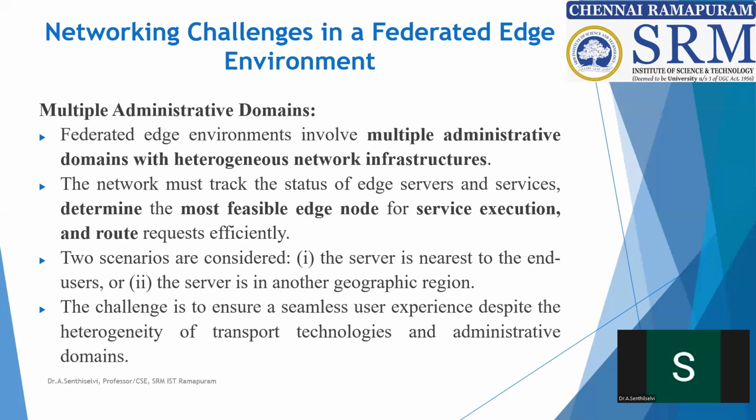The next challenge is multiple administrative domains. The federated edge environment involves multiple administrative domains, which contain heterogeneous network infrastructure. The network must track the status of the edge servers and services. Among so many servers, it finds the feasible edge node for service execution and routing. Here two kinds of scenarios were discussed. One, whenever the user needs any service, there is a server nearer to the end user. Two, the server is in another geographic region. Suppose a server needs a request, at that time the server is available in another geographic region. These two things were considered here.